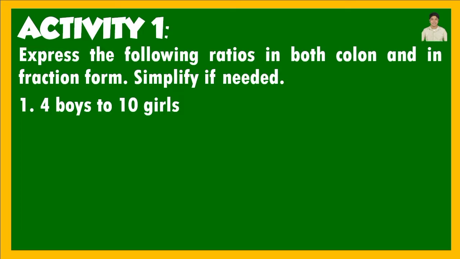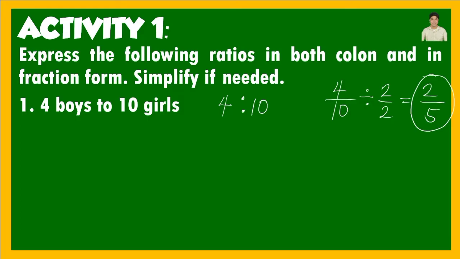4 boys to 10 girls. So, kapag sinulat natin yan in colon form, so that is 4 is to 10. And then, simplify natin yan gamit ang fraction form. Sa fraction form naman, magiging 4/10 kasi siya. So, and then, yung simplification ng 4/10 is 2/5 kasi i-divide natin sa GCF which is 2. So, 4 divided by 2 is 2. 10 divided by 2 is 5. So, 2/5 ang fraction form niya. Wherein, yung 4:10 na sinulat natin kanina, pwede rin po natin yung isulat as 2:5.